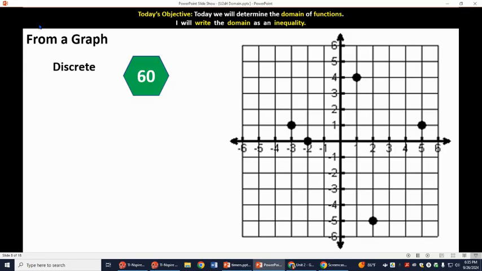Let's look at another one. 60 seconds, see if you can find the domain for this discrete graph.